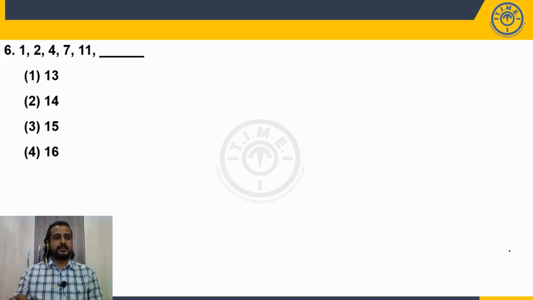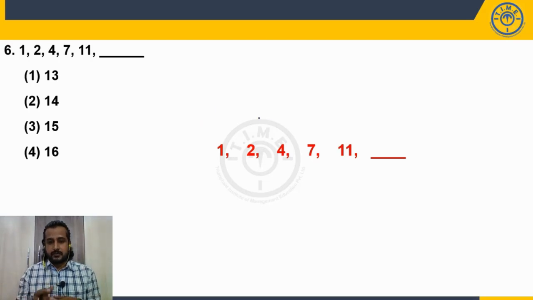Now see question number 6. 1, 2, 4, 7, 11. Are the numbers themselves following any specific pattern? Look at even numbers, odd numbers. No, we have even numbers, we have odd numbers, even we have a prime number. So we cannot apply that logic.